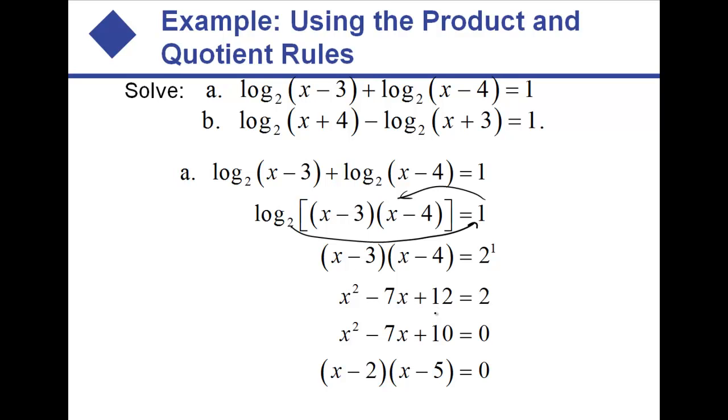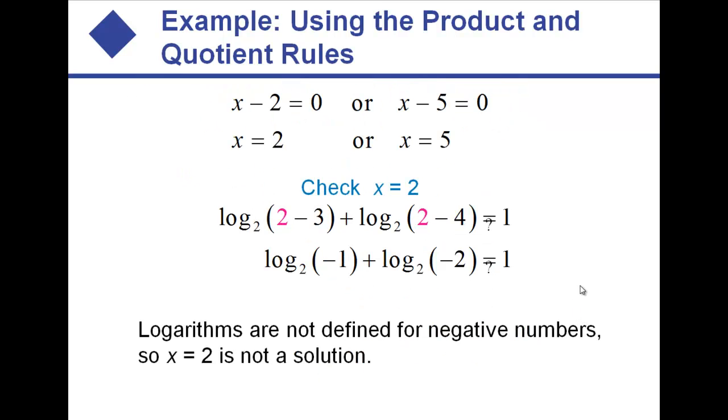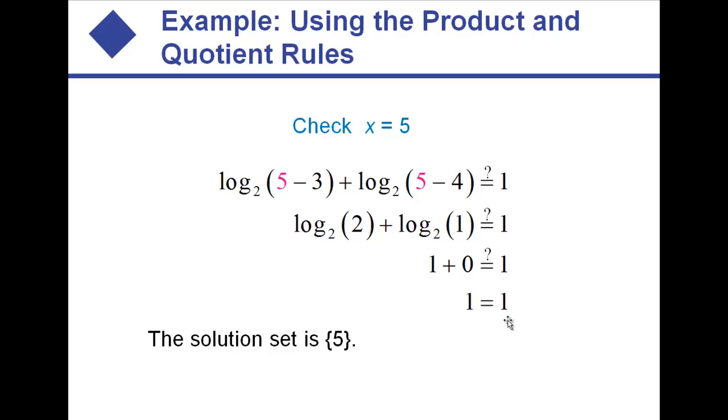We squared it all out to get this nice thing. We moved the 2 over because we recognize this is a quadratic and said, got to set it equal to 0, because that's the only way I can solve a quadratic. Factor it out, get my 2 solutions, and check them. Put the 2 in, and look what happens. 2 minus 3, 2 minus 4, and we get a log of -1 and a log of -2, and that's impossible. Logs are not defined for negative numbers, so 2 is out. Can't be a solution. Check 5. 5 ends up working okay, and so our solution set is just 5.